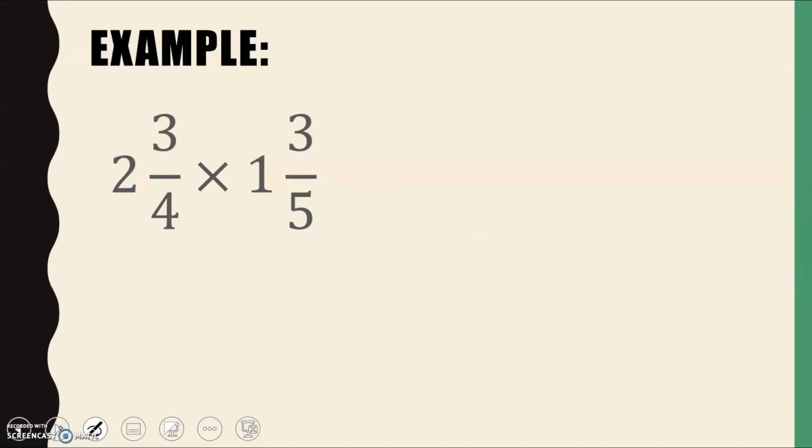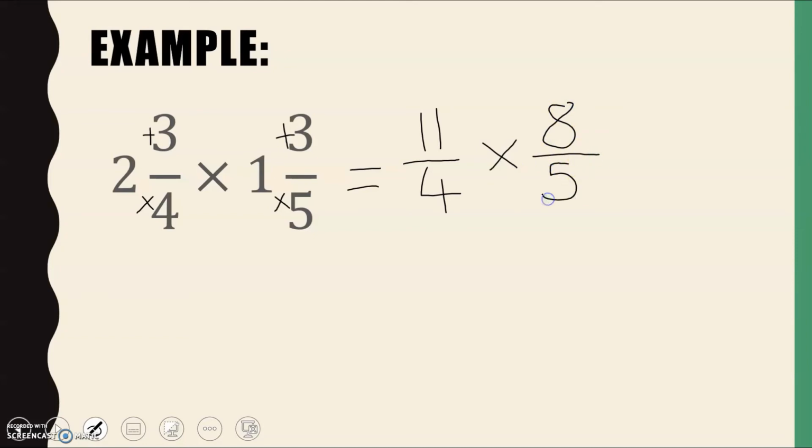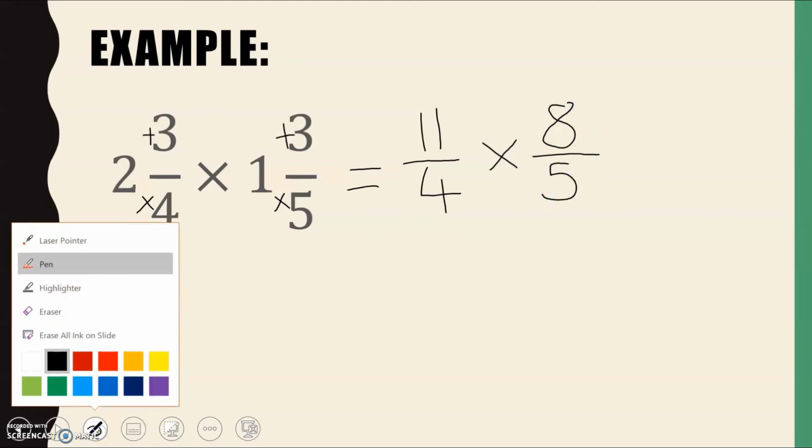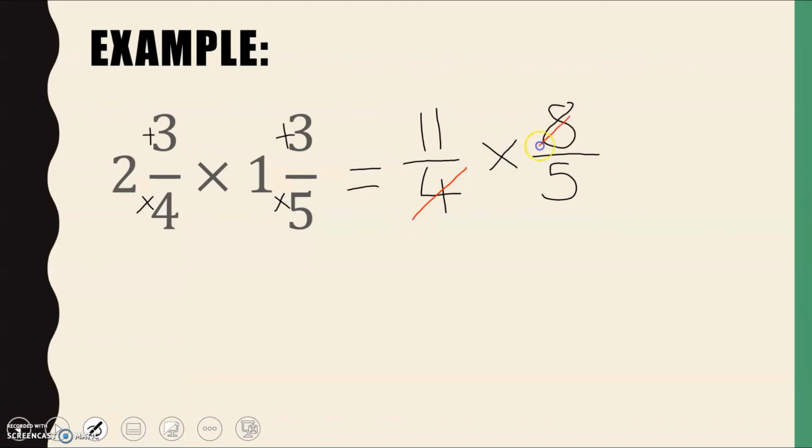So for example here, 2 3/4, well, what I need to do is do 2 times by 4, and then add that 3 on. So 2 4s are 8, plus 3 is 11. Then I'm going to do 5 times by 1 is 5, plus 3 is 8. So we are doing 8/5. Can I simplify anything here? Yes, I can. 4 and 8 are both in my 4 times table, so 4 becomes 1 and 8 becomes 2.